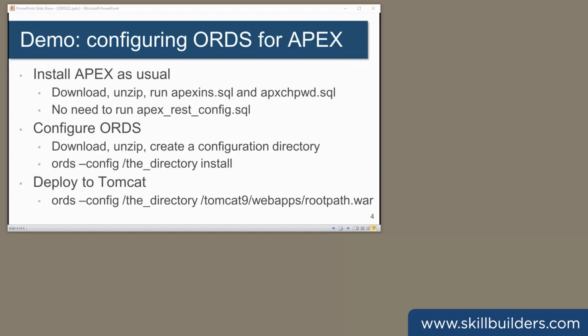So this is the routine I'm going to follow. Install Apex, configure ORDS, deploy to Tomcat. I've already installed Apex into a PDB, and I've already installed a Tomcat server. No changes there. So let's get on with ORDS.